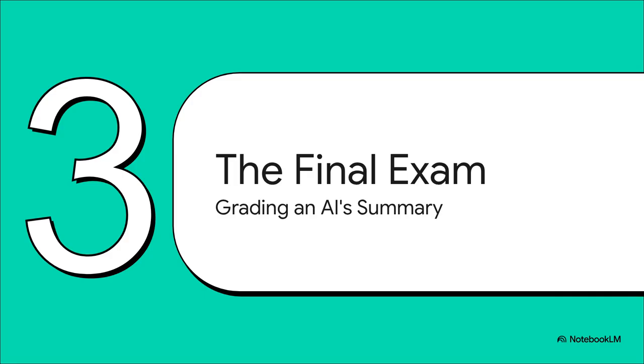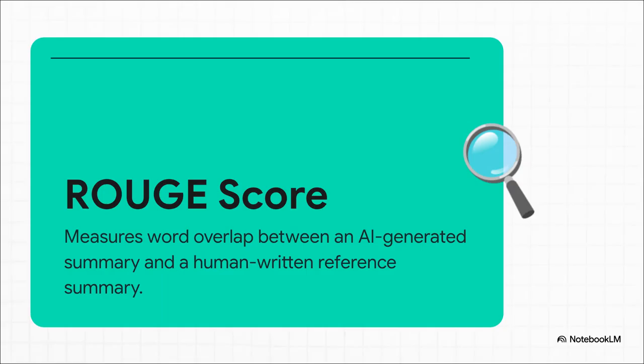So we've got our data, we've got our model, we let it train. But how do we actually know if it's any good? We can't just look at a couple of summaries and say, "yeah, looks good to me." We need a standardized, totally objective way to grade its homework. And for that, we use a metric called the ROUGE score.